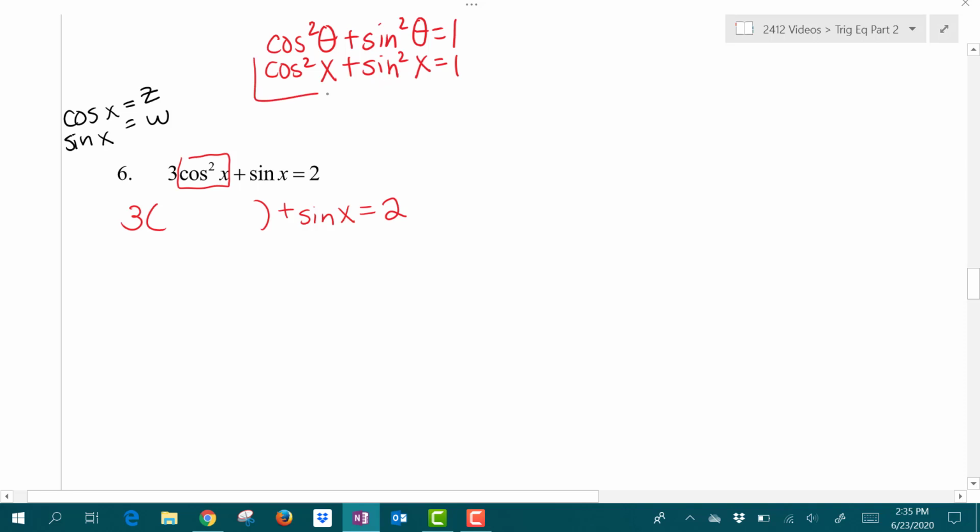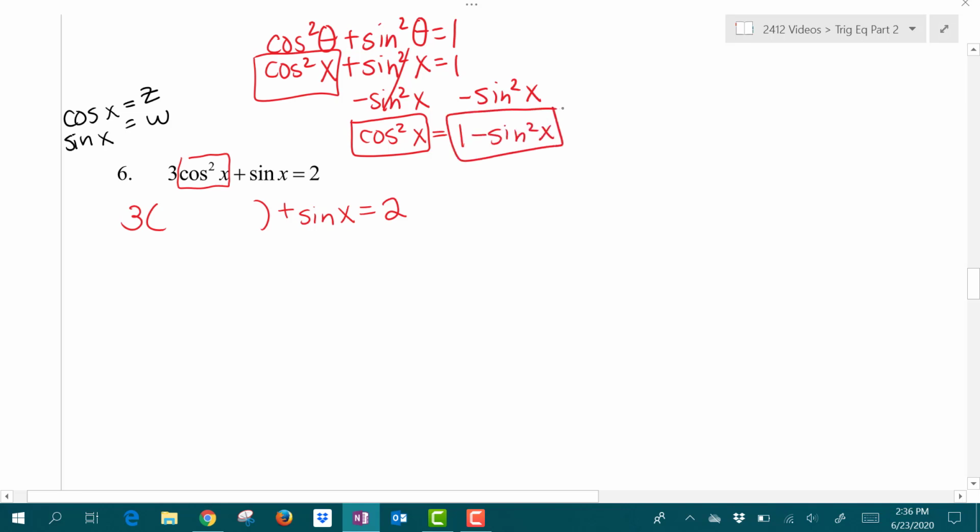So I need to get cosine squared x by itself on one side. In order to do that, I'm going to subtract sine squared x from both sides. So I end up with cosine squared x is equal to, therefore replaceable by, 1 minus sine squared x. I'm going to put parentheses every time I do an identity replacement, and I'm going to write into that parentheses 1 minus sine squared x.